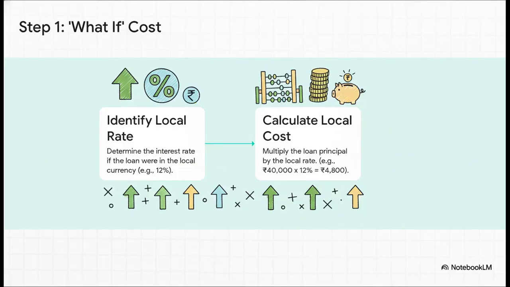So the calculation has a few steps, and step one is all about figuring out the what-if cost. You have to ask yourself, what interest would I have paid if I just borrowed this money locally? So in this example, if you'd borrowed 40,000 rupees at a local rate of 12%, your interest would have been 4,800 rupees. That's our benchmark.